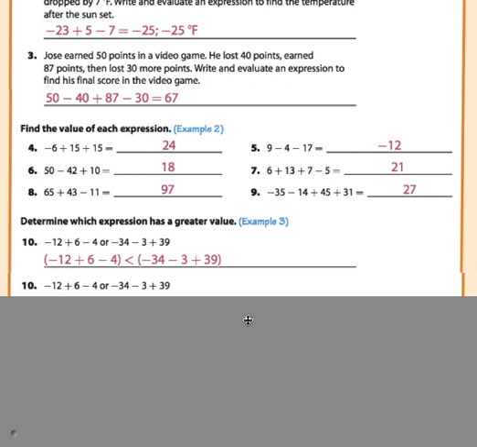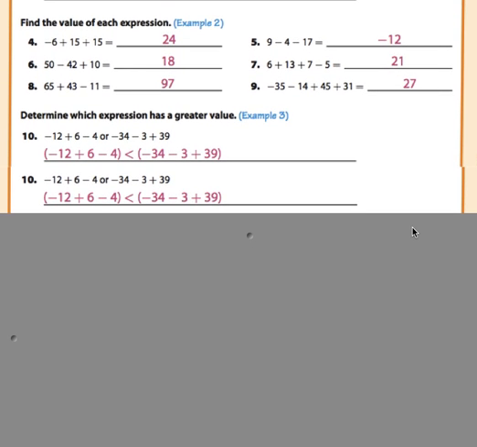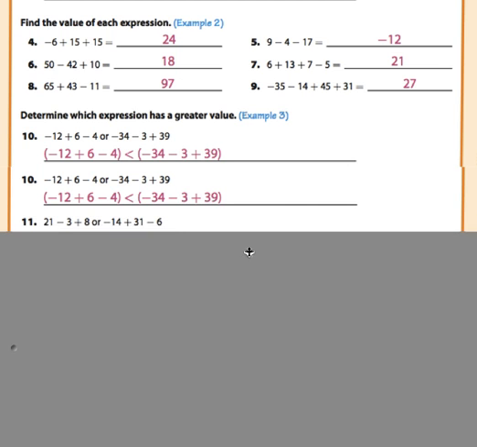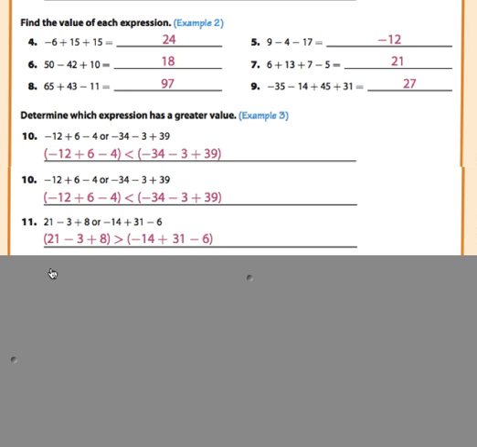Number 10. You should have done the same as the one prior. Whoops. Oh, we have 2 number 10s. You should only have 1 number 10 in your book, so disregard that. So number 11, 21 minus 3 plus 8, or negative 14 plus 31 plus 6. The greater value after calculating both of those is 21 minus 3 plus 8.